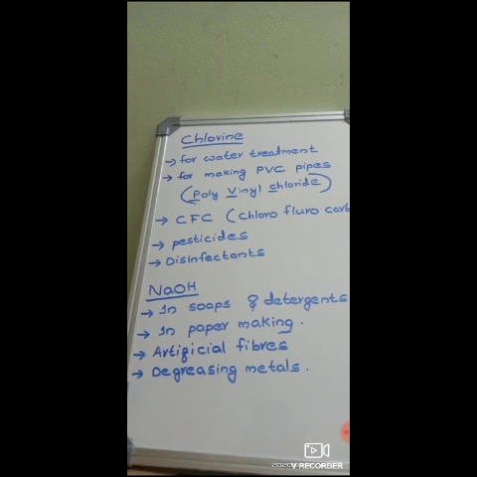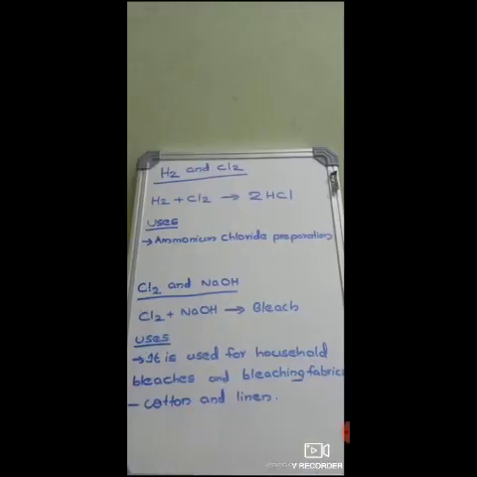Next, NaOH. NaOH is one of the important components in the soap and detergent industry. It is used for making soaps and detergents. It is used in paper making. It is used in making artificial fibers. It is used for degreasing metals.